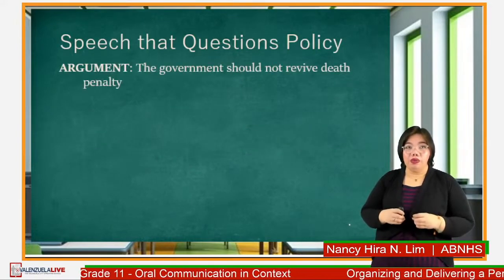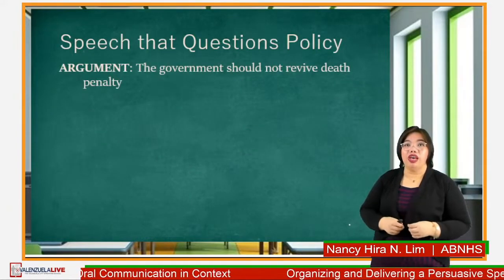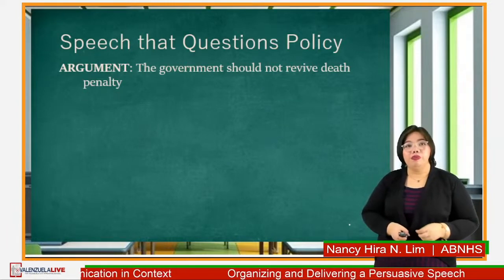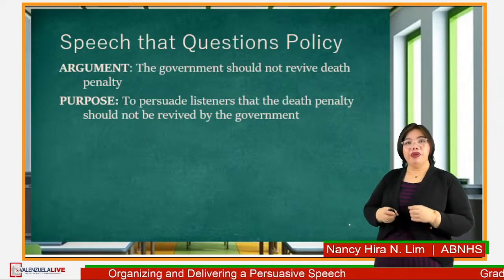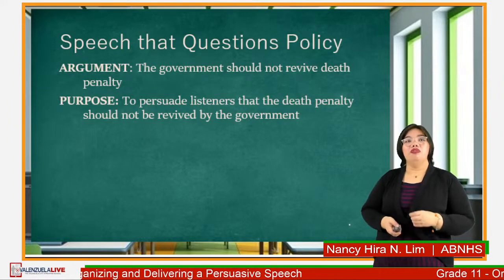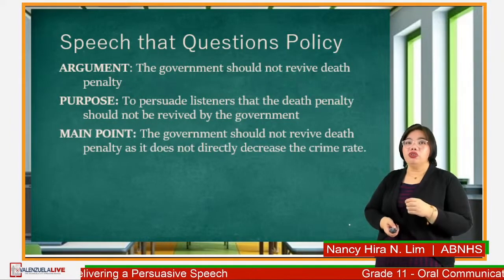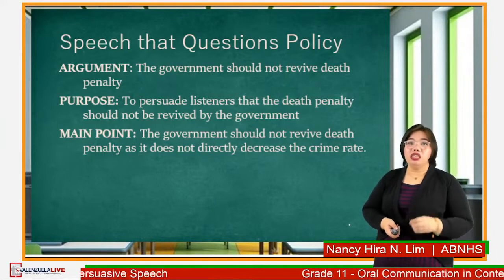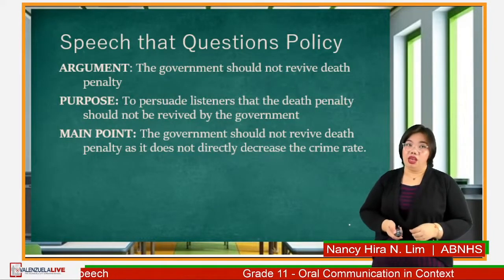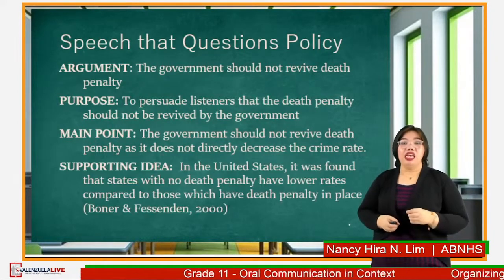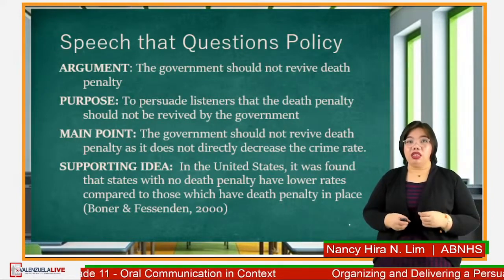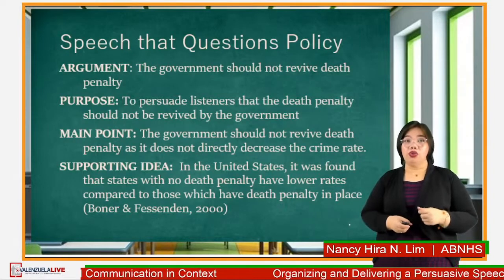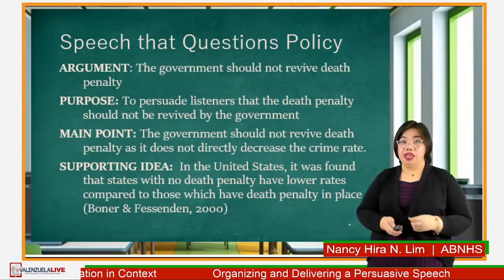For your argument, the government should not revive the death penalty. For the purpose, to persuade listeners that the death penalty should not be revived by the government. For your main point, the government should not revive the death penalty as it does not directly decrease the crime rate. For your supporting idea, in the United States, it was found that states with no death penalty have lower rates compared to those which have the death penalty in place.